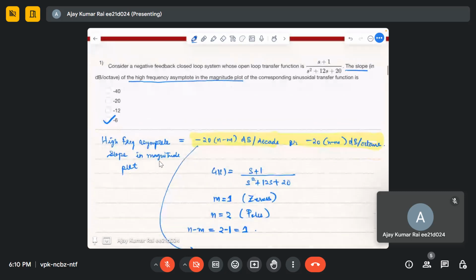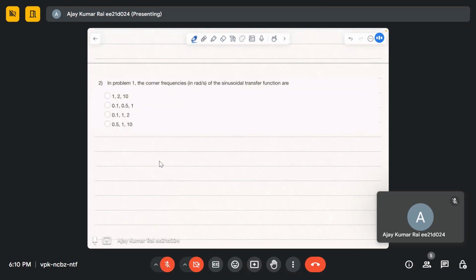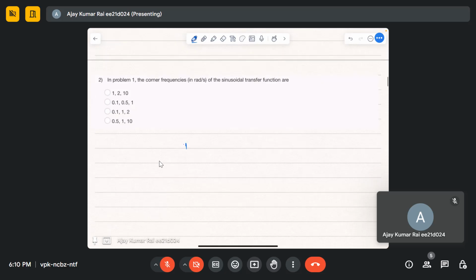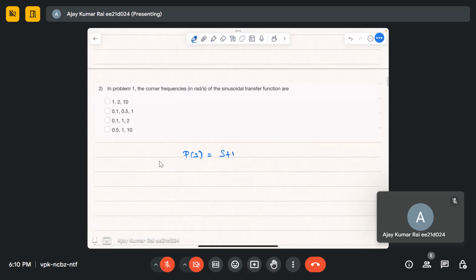Let me go to the next question. In problem 1, the corner frequencies of the sinusoidal transfer function are. Let me again write this open loop transfer function, which is s plus 1 over s square plus 12s plus 20.